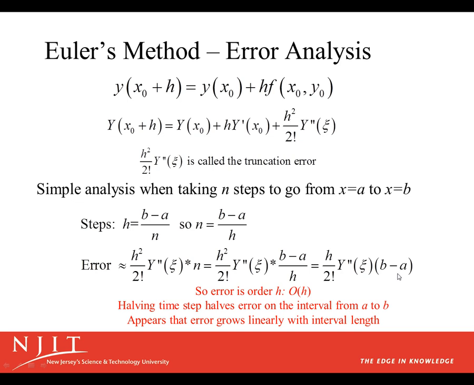In other words, the error of Euler's method in going from x equal a to x equal b will be something like h times other stuff. In other words, the method is order h. So that means if we halve the time step, we'd halve the error. If we halve our h, then our error on going from a to b, we could expect to become about half. So it appears that the error grows linearly with the interval length.